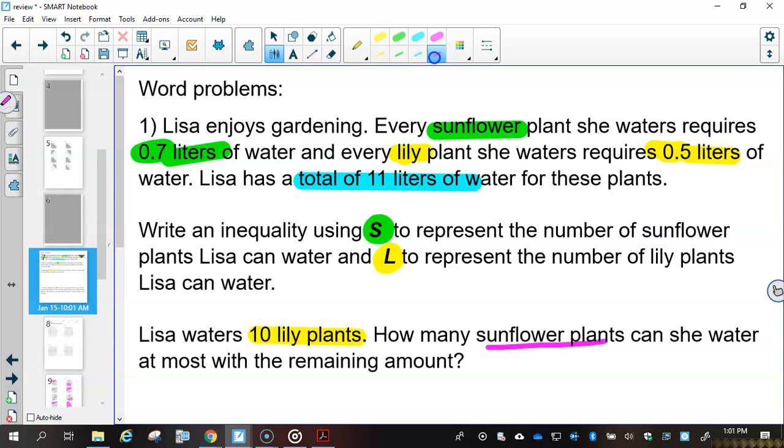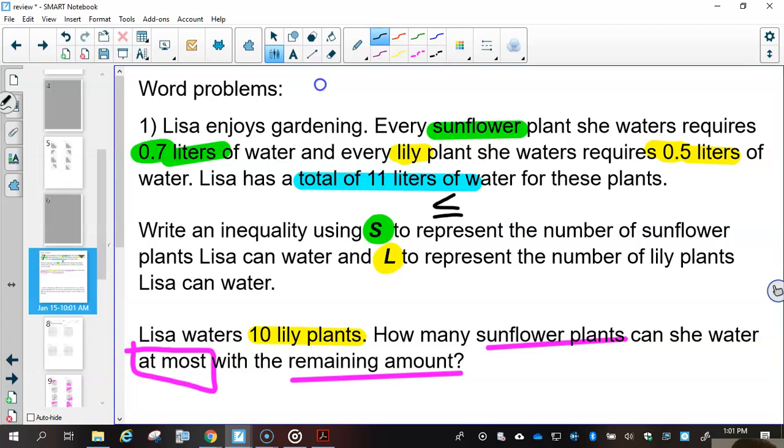We're looking for how many sunflower plants she can do. There's something else that's really important in here that helps you determine your inequality. Represent. At most. Which inequality is that going to be? The greater one? Greater than, no, wait, less than. Wait a minute, it has to be less than or equal to. At most means you cannot go past that number. So at most is less than or equal to.